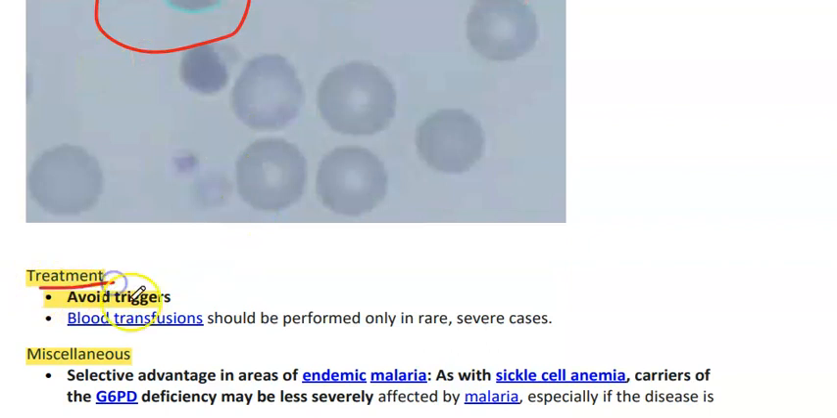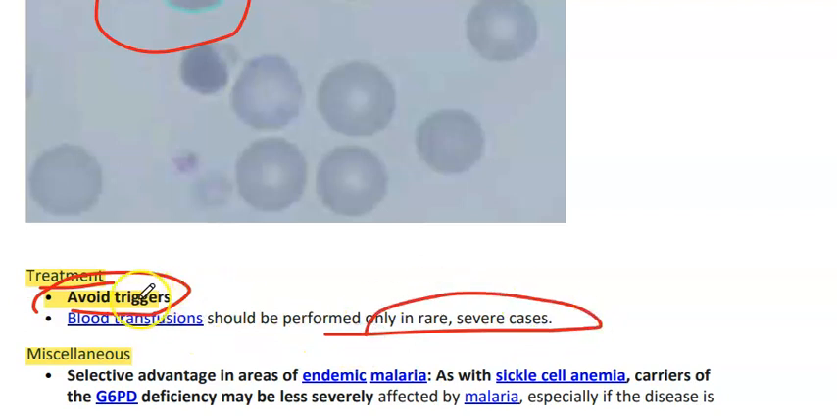Now what's the treatment? Avoid triggers, and blood transfusion should be performed only in rare cases. So mainly avoid triggers in cases of G6PD. Selective advantage in areas of endemic malaria: as with sickle cell, carriers of G6PD may be less severely affected by malaria, especially if the disease is caused by Plasmodium falciparum. So that's all about G6PD.